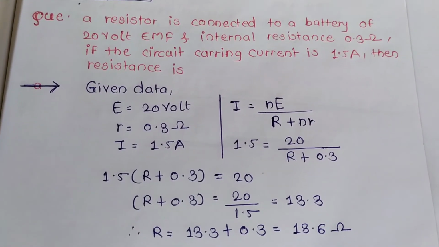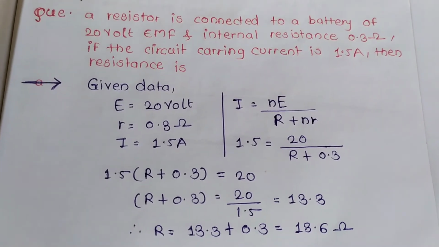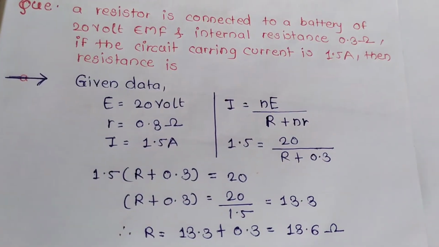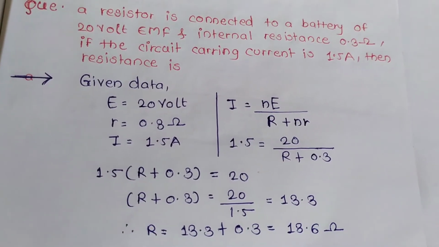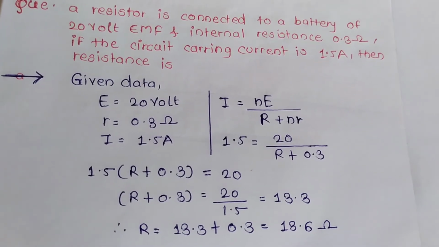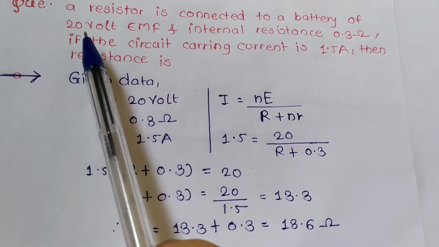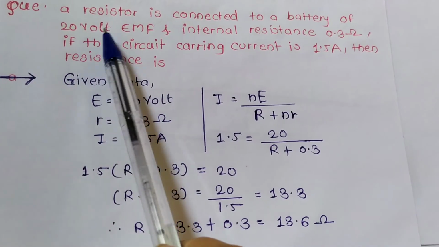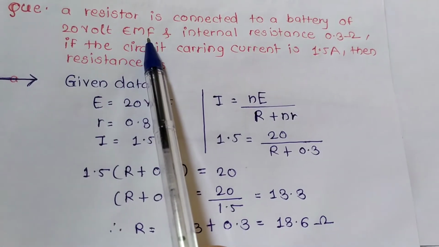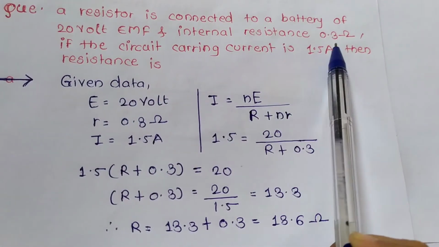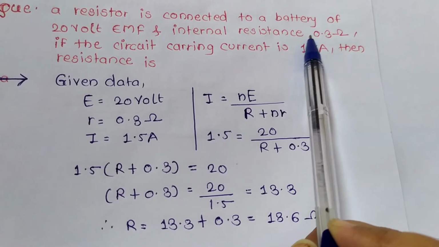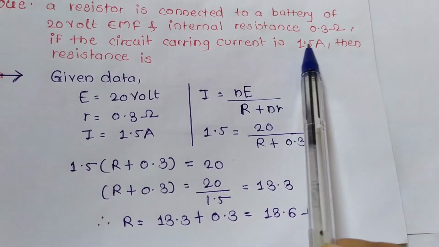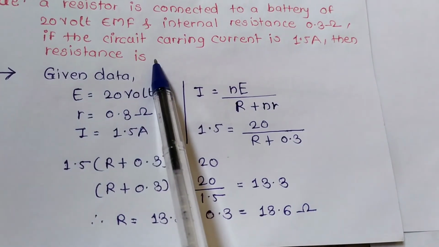Now see a simple problem for cells in series combination. With the help of this problem, you can solve cells in parallel. Let's see. A resistor is connected to a battery of 20 volt EMF. What is given? E is 20 volt. Internal resistance 0.3 ohm, internal resistance small r. The circuit carrying current is also given, I is equal to, then the resistance is?